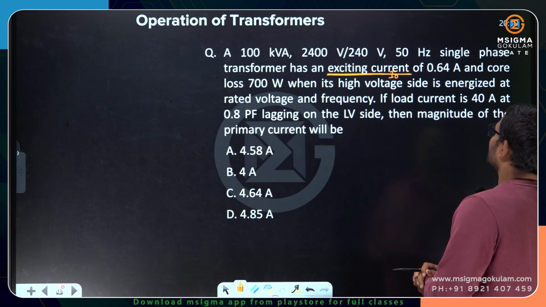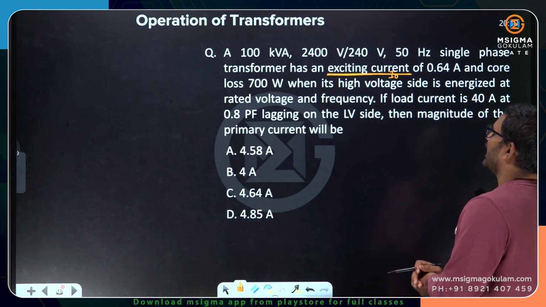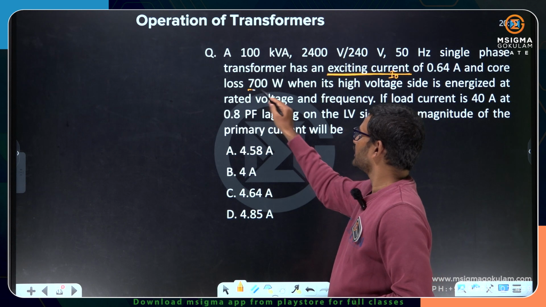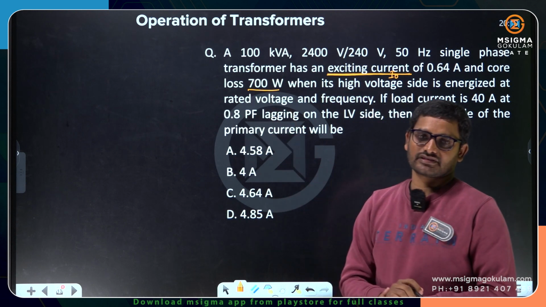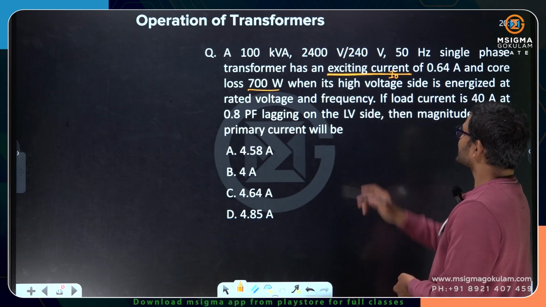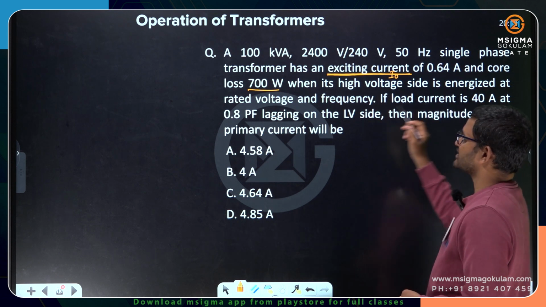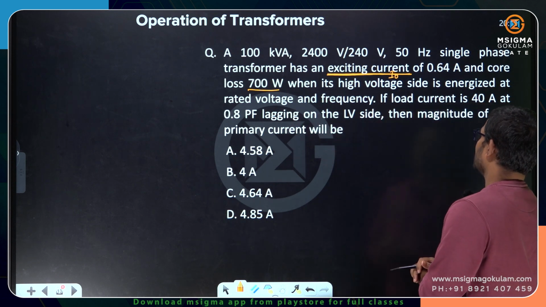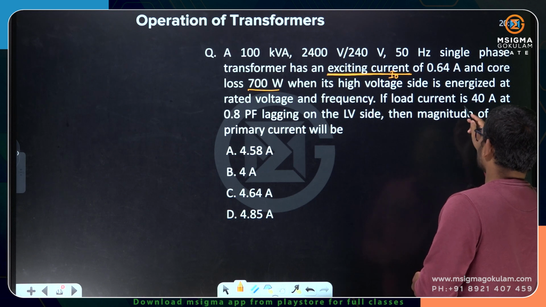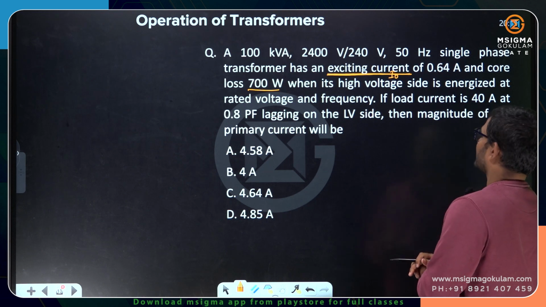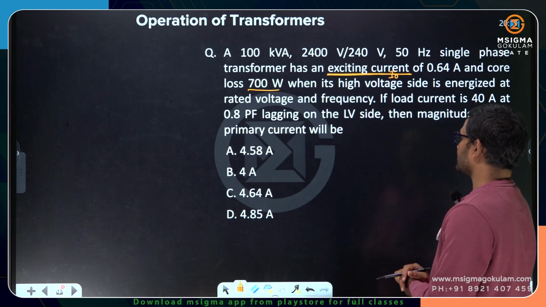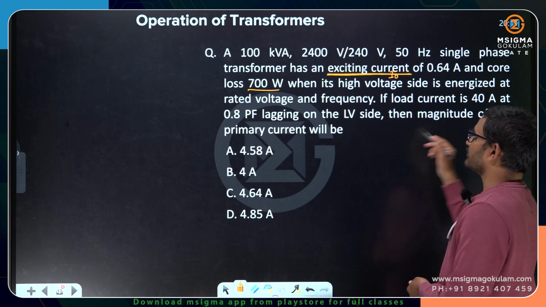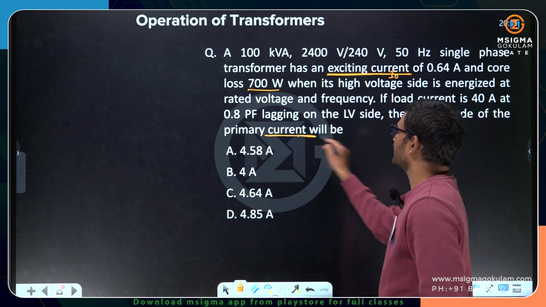Okay, I naught exciting current of 0.64 amperes and core loss of 700 watts. When its high voltage side is energized at rated voltage and rated frequency, if the current is 40 amperes at 0.8 power factor lagging on the LV side, then the magnitude of the primary current will be.